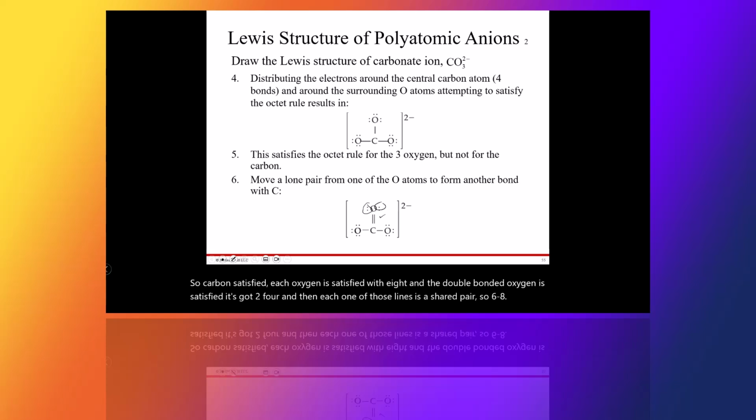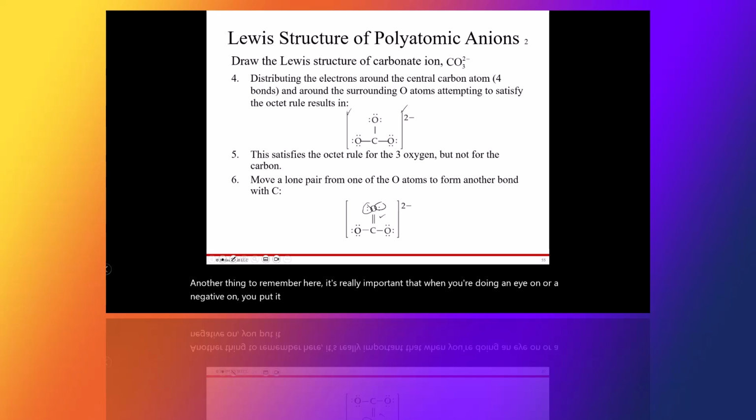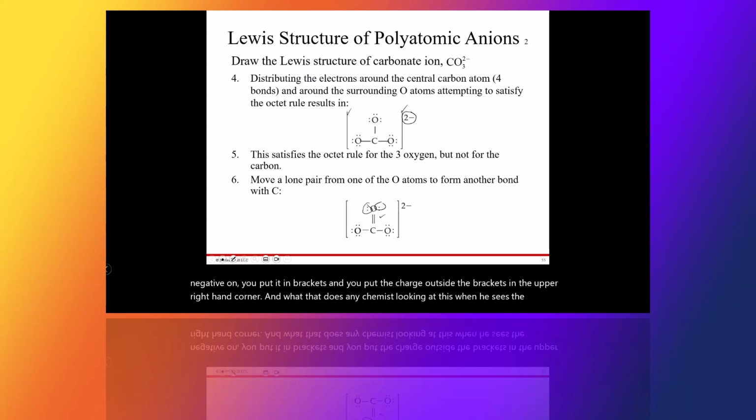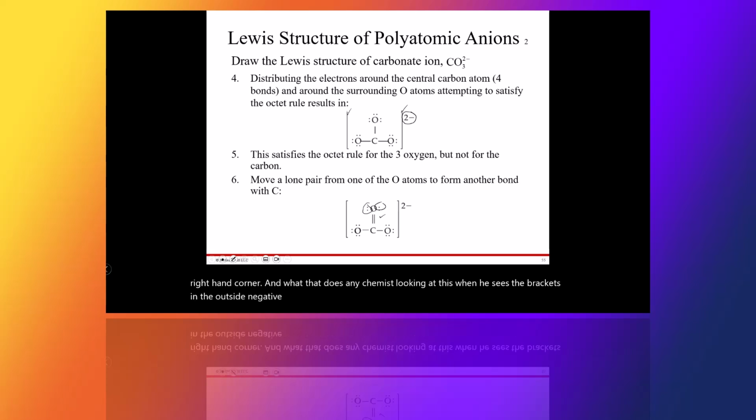Another thing to remember here, it's really important that when you're doing an ion or a negative ion, you put it in brackets and you put the charge outside the brackets in the upper right hand corner. And any chemist looking at this, when he sees the brackets and the outside -2 charge, they know that 2 electrons have been added to this system. So that's how we get 24 electrons instead of 22.